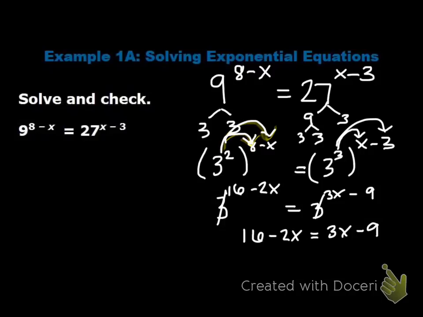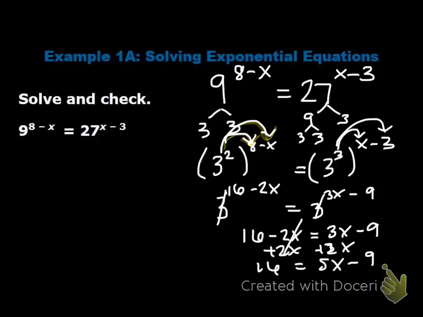Okay, so I'm going to move my x's to the right. So how do I get rid of minus 2x? We're going to add 2x. So what's 3x plus 2x? 5x. So we get 16 equals 5x minus 9.